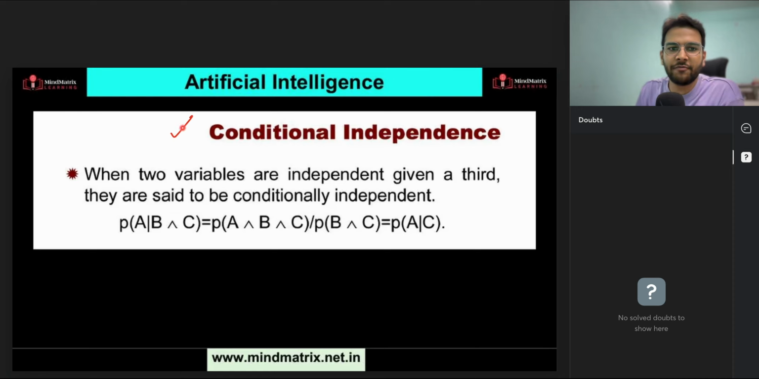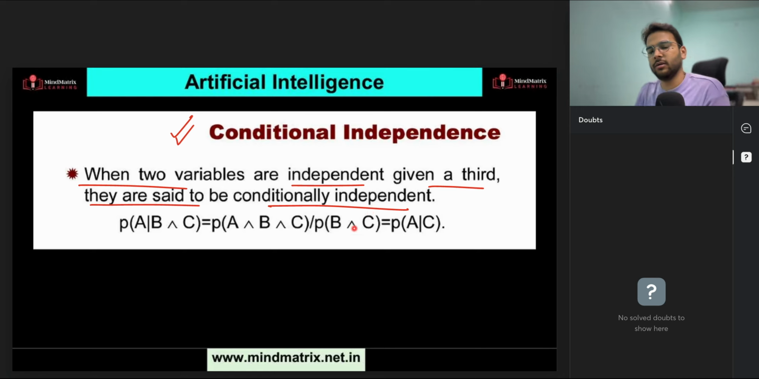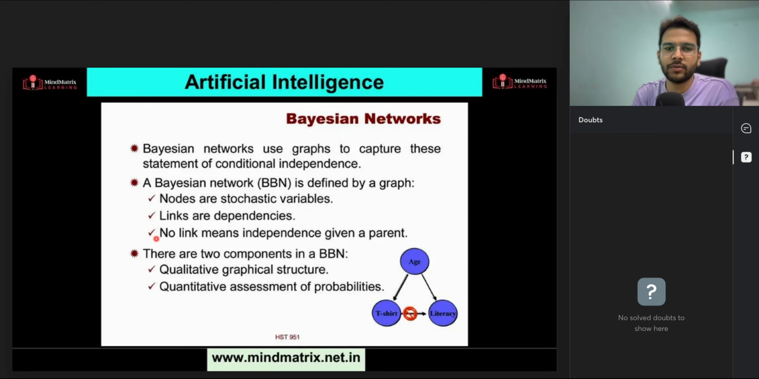And what is conditional independence? Carefully see here. When two variables are independent given a third, they are said to be conditionally independent. For example, P of A given B intersection C is equivalent to P of A intersection B intersection C given P of B intersection C. You can see that if C is given, these two are conditionally independent, so we can write like this. Two variables are independent given a third variable. So let's say this is the third variable, it is given, so these two variables are conditionally independent of each other. The same concept that we are using.